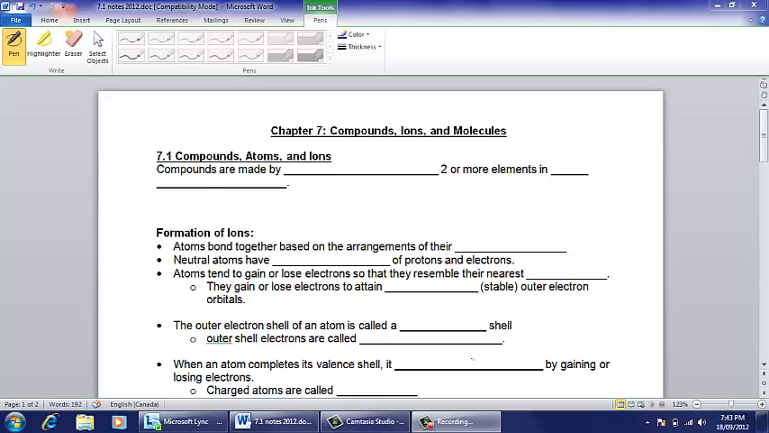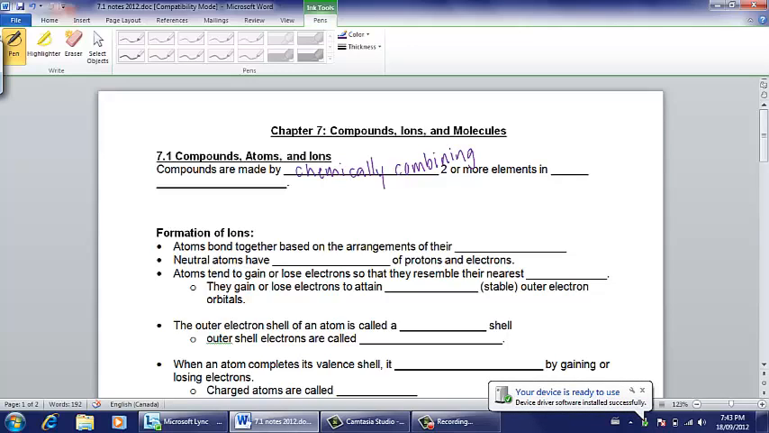Compounds are everywhere in the world and are made by chemically combining two or more elements, and those two or more elements are always combined in fixed proportions. The compounds that result are quite different than the original elements.